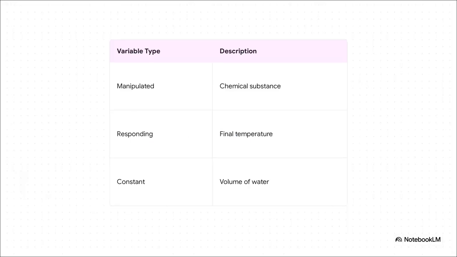Now, if you want to score top marks on this experiment in your exams, you absolutely must memorize these variables. We manipulate the type of chemical substance. Basically, we're testing different powders to see what happens. That manipulation causes the responding variable, which is our final temperature reading, to either spike up or drop down. And of course, to keep the whole test completely fair, we have to ensure the constant variable, which is our specific volume of water, remains perfectly unchanged throughout all the trials.